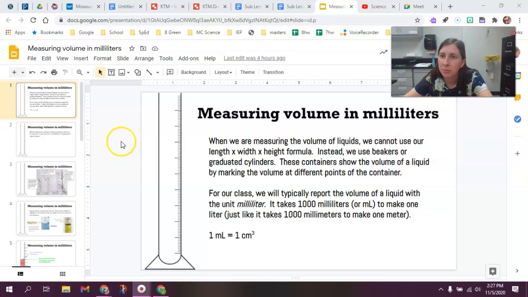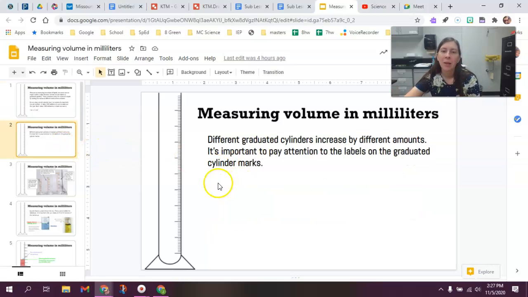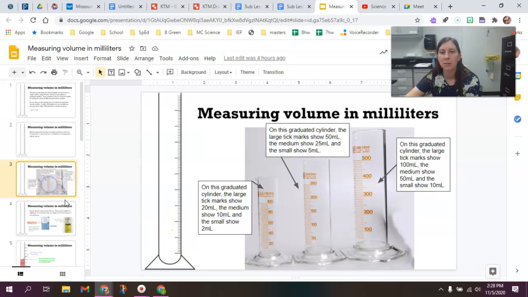So milliliters are pretty small, but 1 milliliter is the same as 1 cubic centimeter. So if we were able to take our 1 milliliter of water and form it into a cube, it would be the same as 1 cubic centimeter. Different graduated cylinders increase by different amounts, different increments. So it's very important that you're paying attention to the labels on the graduated cylinder and that you're using those labels to determine what each little tick mark represents.